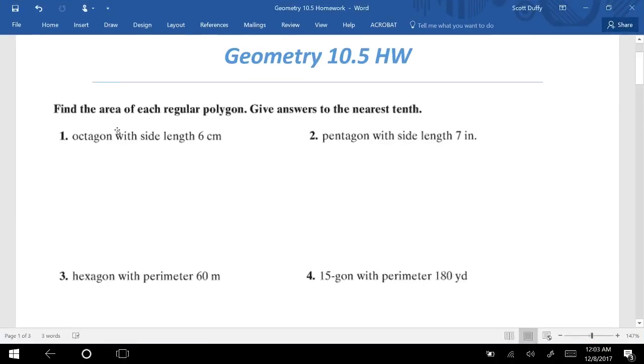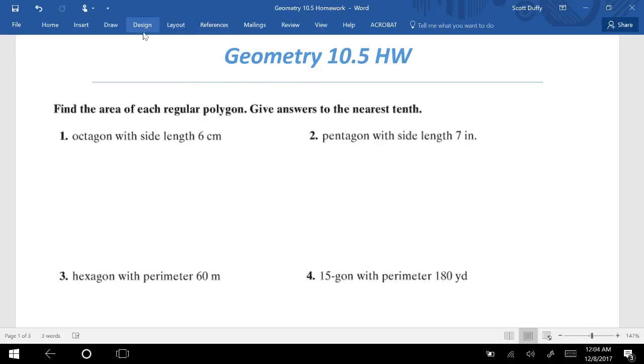I'm going to do the odd numbers of geometry 10.5 homework, and you guys are assigned to just do the even numbers. Now I'm going to do the odds so that you guys have good examples, but I want you to figure out the even ones on your own based on the examples that I give you. So here we go. Follow along if you need, otherwise just skip right to the even ones, excuse me.